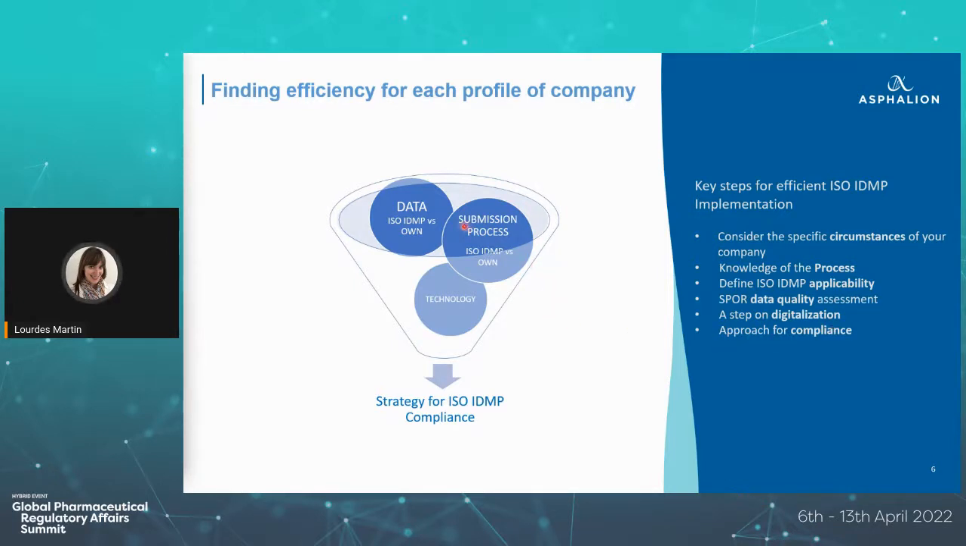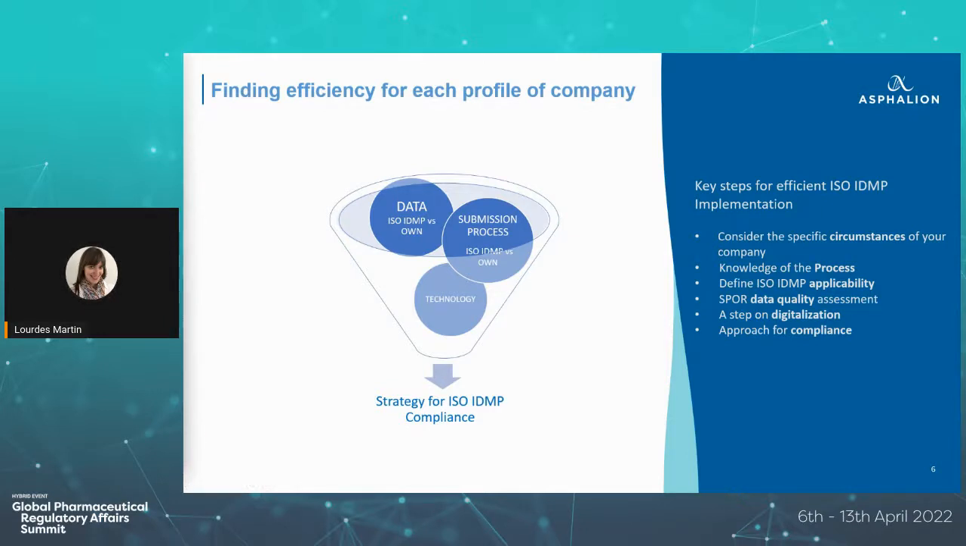So the three big key steps will be focusing on the data, the requirements versus the data that the company has internally; focusing on the submission processes for the implementation of ISO IDMP, but also the internal processes of the company and how they will be transformed to maintain compliance; and the technology. What will be the approach that will allow ensuring compliance with ISO IDMP?